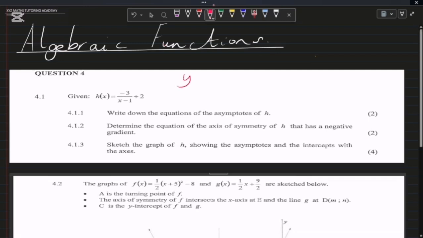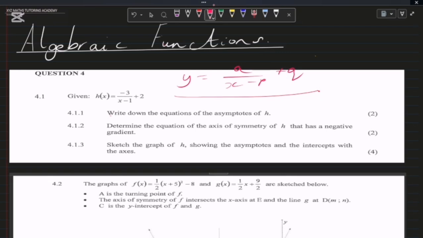So we can recognize this graph as this one. Y is equal to a over x minus p plus q. And we know that this is an equation of a hyperbola. And we know that because a is negative, the arms of the hyperbola will be in the second quadrant and in the fourth quadrant. That is what we are expecting.